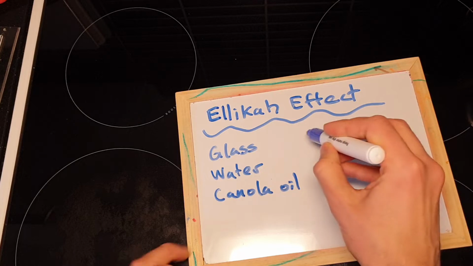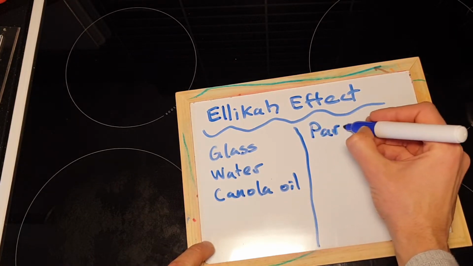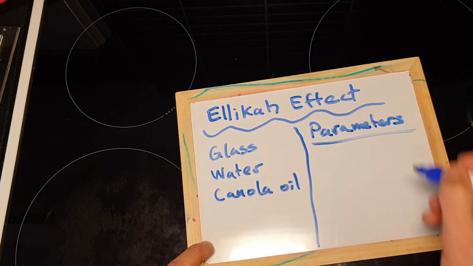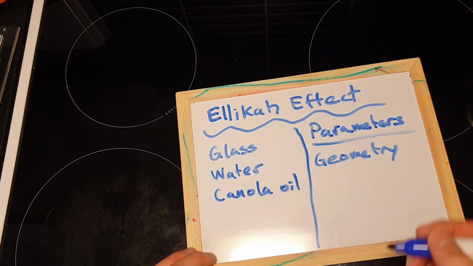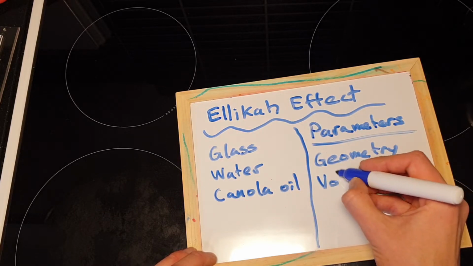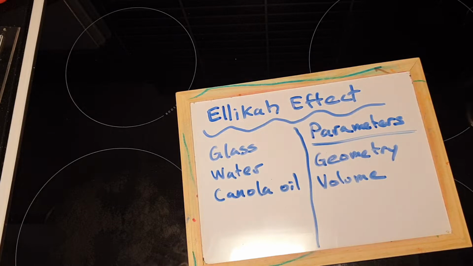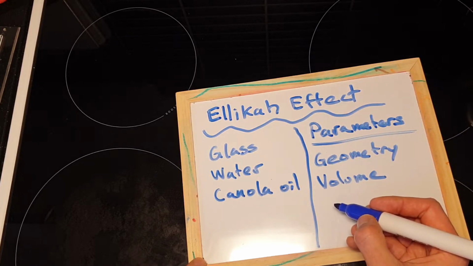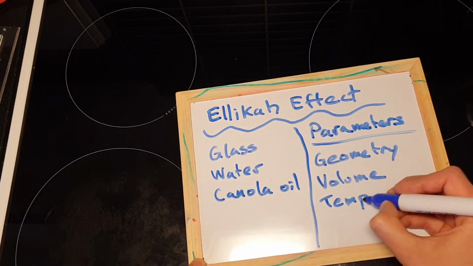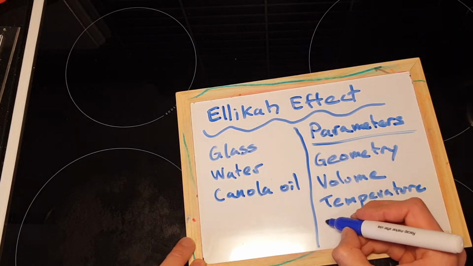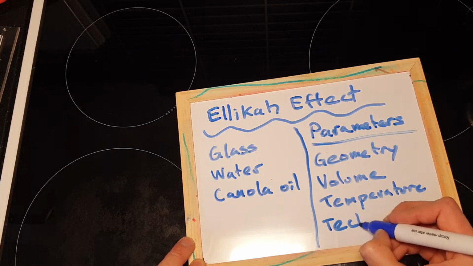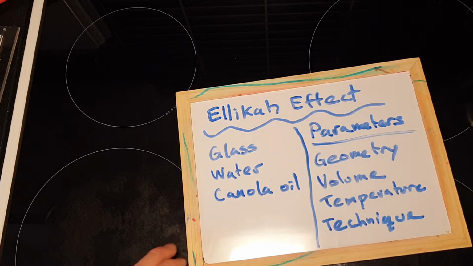Okay, and then there are some parameters that need considering. So we've got the glass geometry. Right now I only have one glass, so I can't play around with that. And we have a volume. Depending on the volume, the tune where the glass is resonating is going to change. And there's temperature, but I'm just sticking with room temperature. And of course the playing technique. Now, I'm not the best glass player, but hopefully I can get this to work.